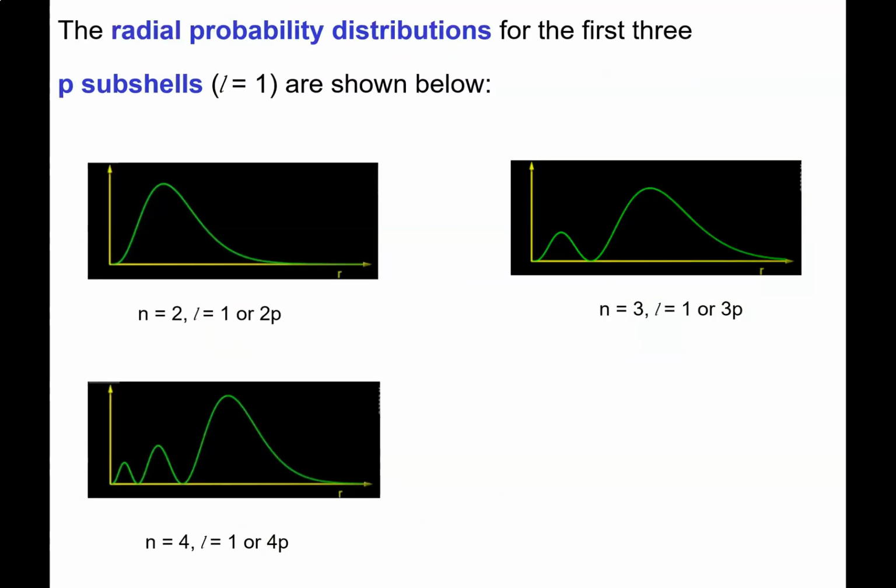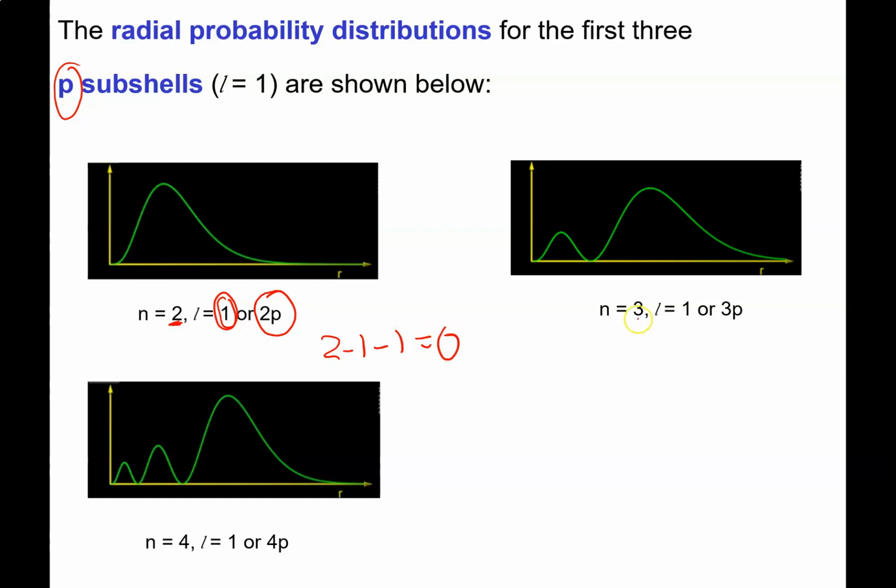So we can look at these radial probability distributions for other subshell types. Here they are for some p subshells. We don't see the p subshell until we get to n equals 2. So this is n equals 2, and now because it's a p, l equals 1, or alternatively in subshell notation that's called a 2p. We get no nodes there, so 2 minus 1 minus 1 gives me 0 nodes.